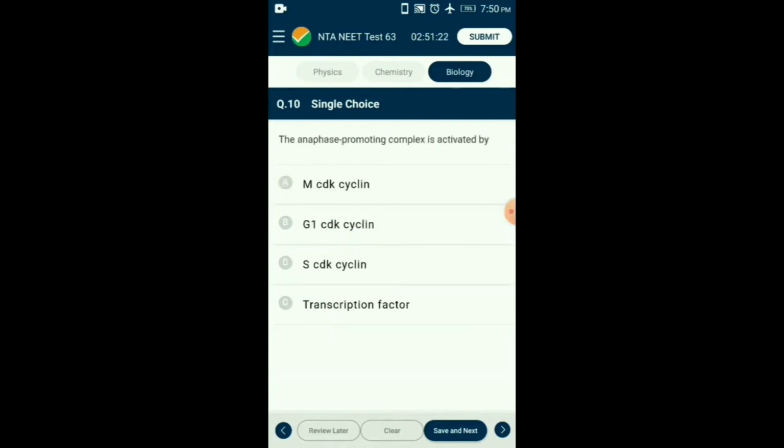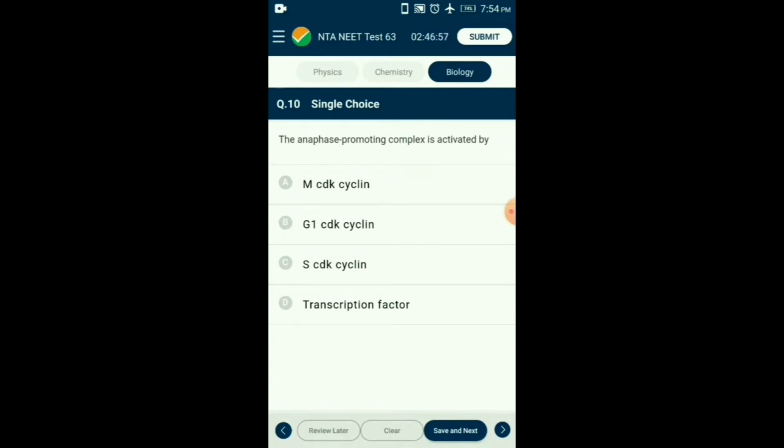Question number 10. The anaphase promoting complex is activated by. The cell cycle is controlled by enzymes like cyclin dependent kinases. It is generally called CDKs. CDKs phosphorylate amino acids like serine and threonine, which initiate or block activities related to cell cycle.